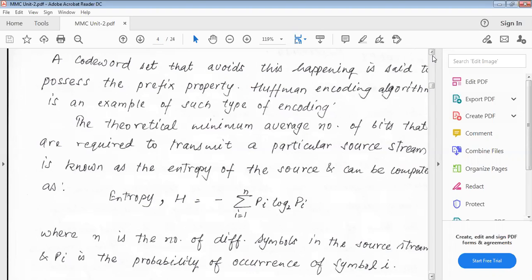The code word set that avoids this is said to possess the prefix property. They use the prefix property here. So the Huffman coding algorithm is an example of such type of encoding. Statistical encoding has one example, the Huffman encoding algorithm.